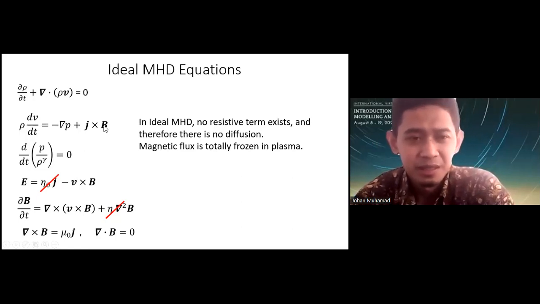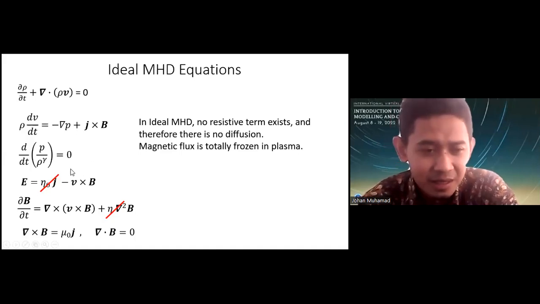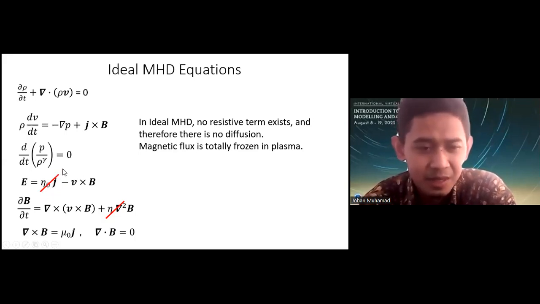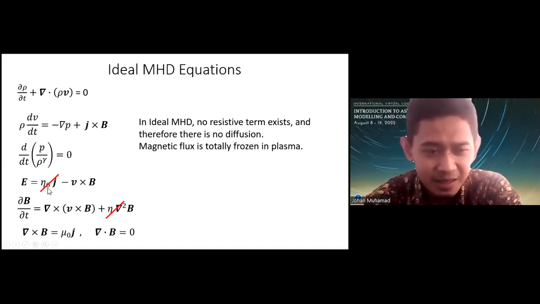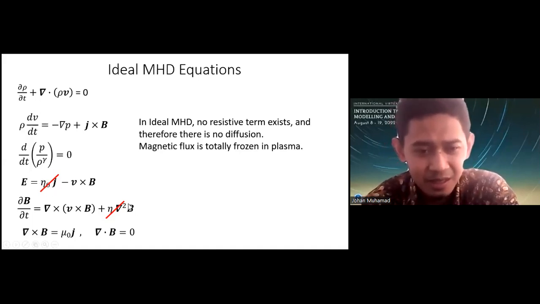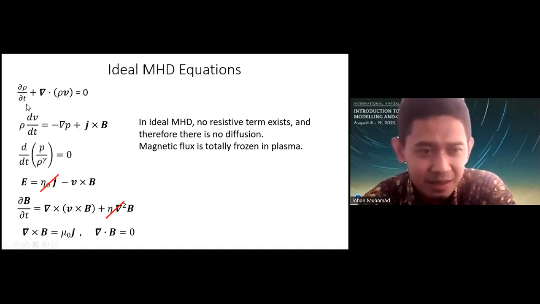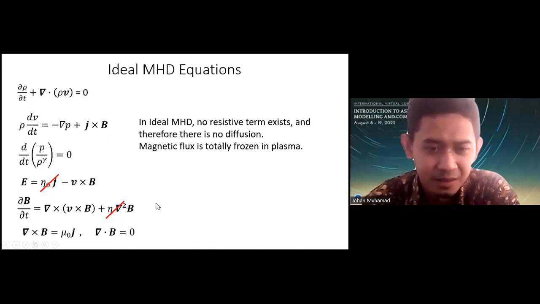So here we have a little bit of difference from the non-ideal MHD equations. We have a little bit of modification here because we omit any of the resistive terms. The resistive term means this eta. This is the electric resistivity, and this is the magnetic diffusivity. We can omit this and this one, so it becomes just the continuity equation, the equation of motion, and the energy, and the electric field can be defined like this. The induction equation has only the advective term, and then we have Ampere's law, and of course the solenoidal condition always becomes a constraint for this.